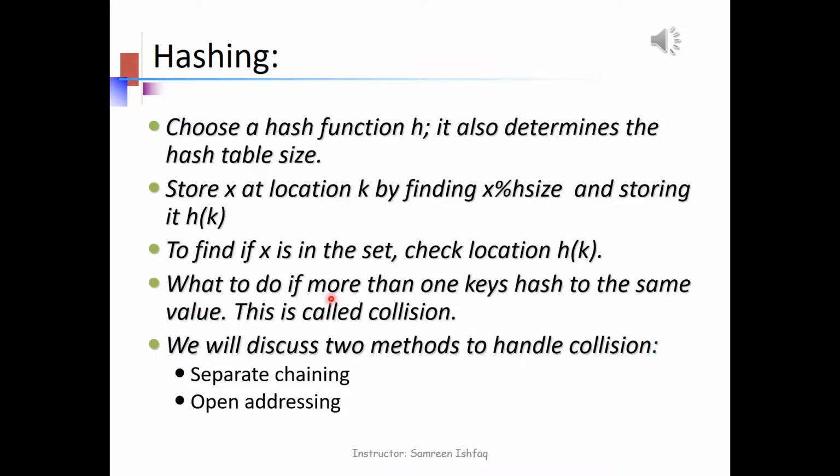But what to do if more than one key is hashed to the same value? This is called collision. This lecture will revolve around this topic: what is collision and how to resolve collision. In this lecture, we will discuss two methods to handle collision. One is separate chaining, another is open addressing.